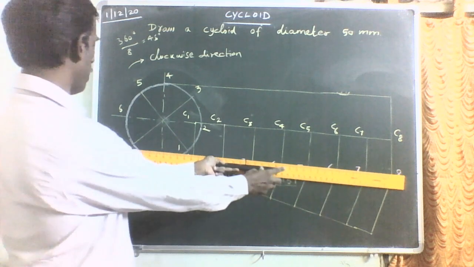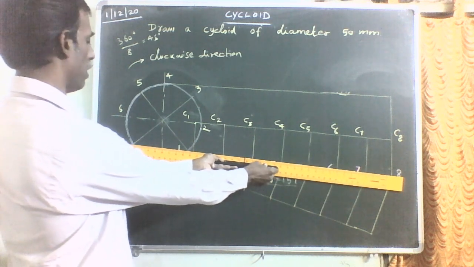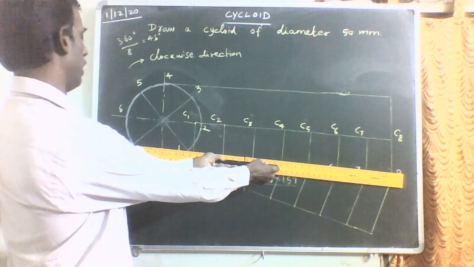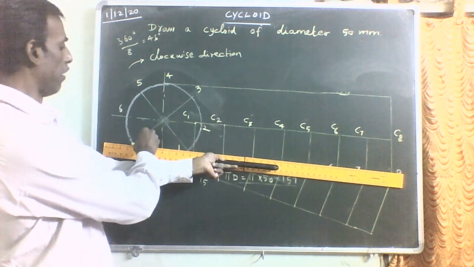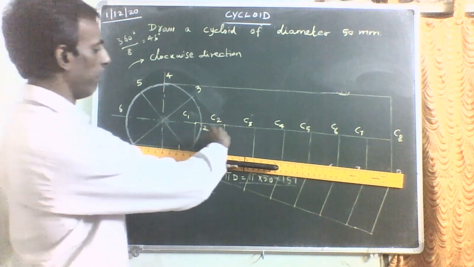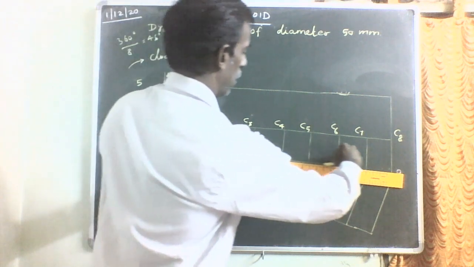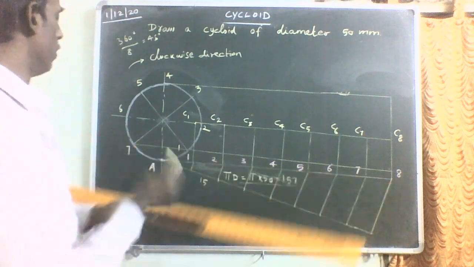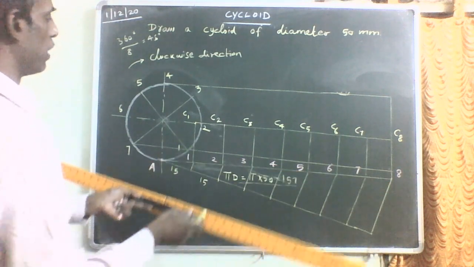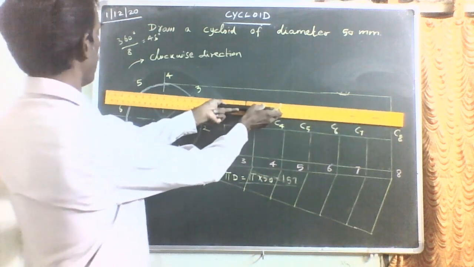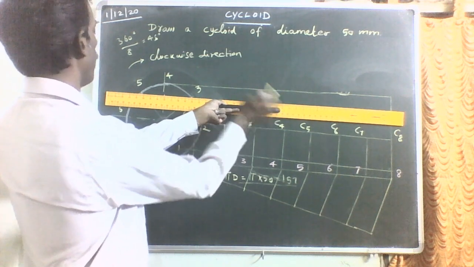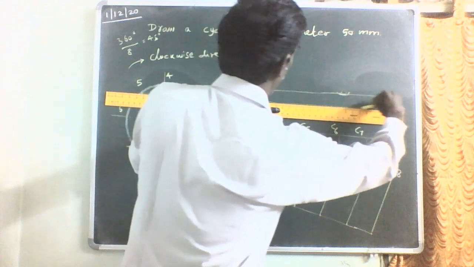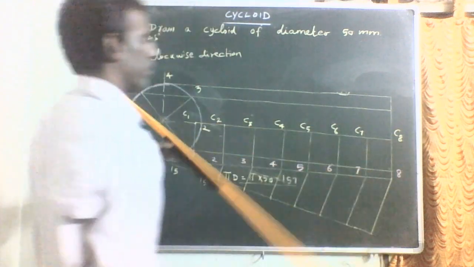Through all the division points, you draw the horizontal lines. Now when you draw the horizontal line here, both 7 and 1 will coincide. So I have drawn one horizontal line through 7 and 1, both are coinciding. Similarly, the 5 and 3. So both are coinciding.